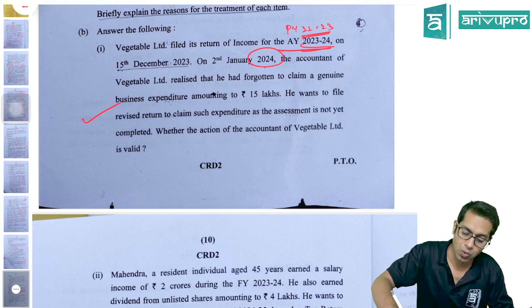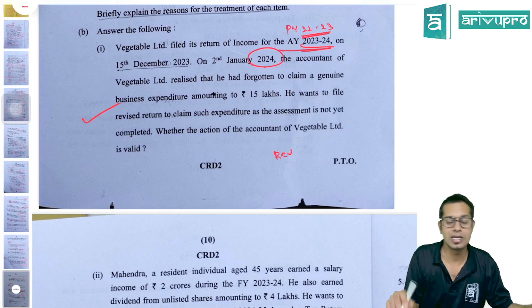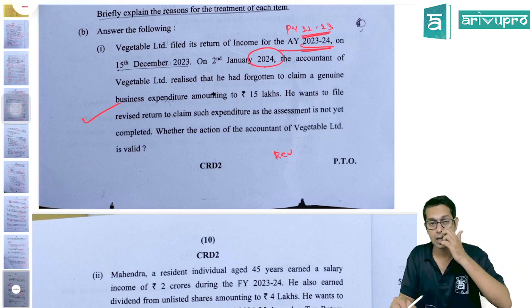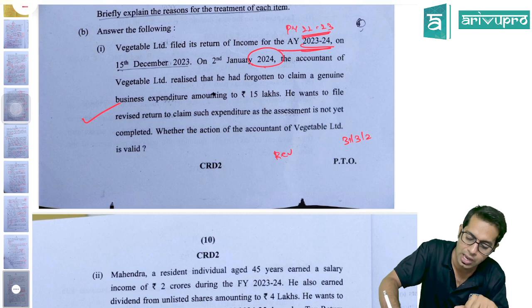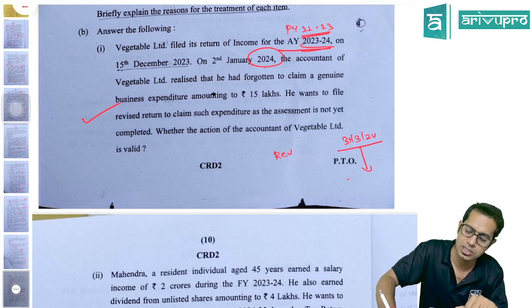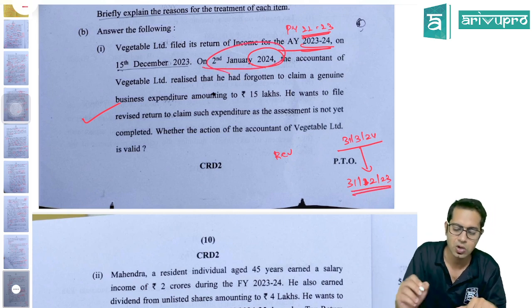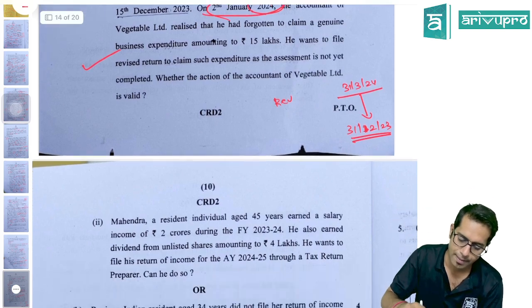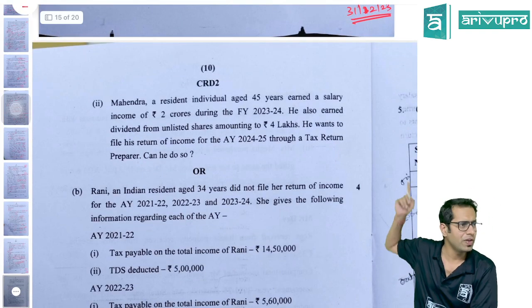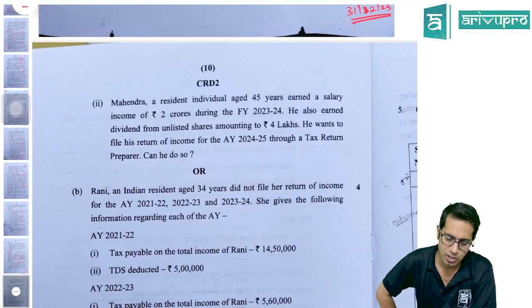So for this, what is the date within which revised return is required to be filed? 3 months before the end of assessment year. So assessment year is going to end on 31st of March 24. 3 months before this is 31st of December 23. You should file your revised return by then. When are you filing the revised return? On 2nd of January 24. Answer is no. You cannot file your revised return. If you want to file, you should file within 31/12/23.